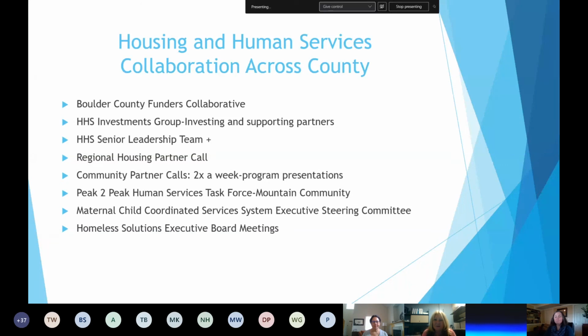So in Housing and Human Services, of course, I've been really involved in paying attention to everything that Housing and Human Services has been doing, which has been amazing work. And I could probably talk for an hour about all the different things that they're doing. But here is just a very quick list. Boulder County has a funders collaborative. We have an investment group that looks with our partners.